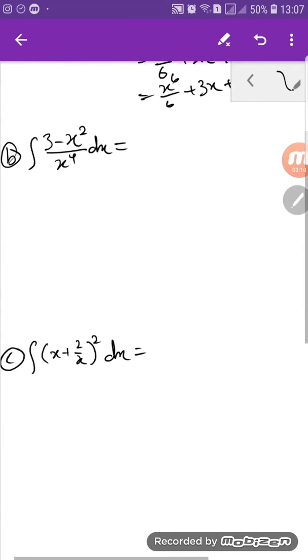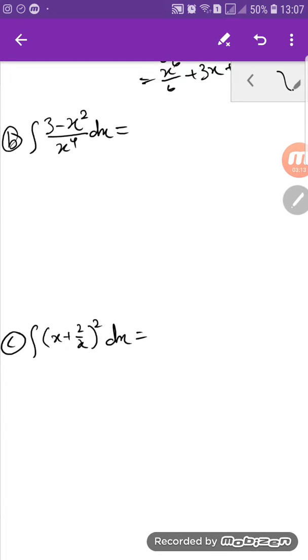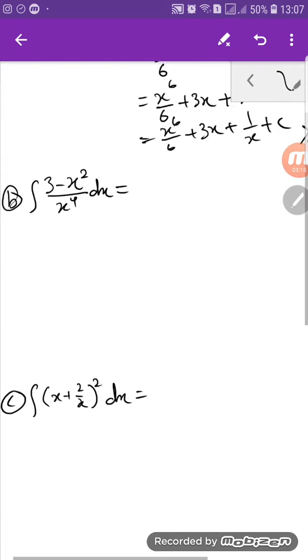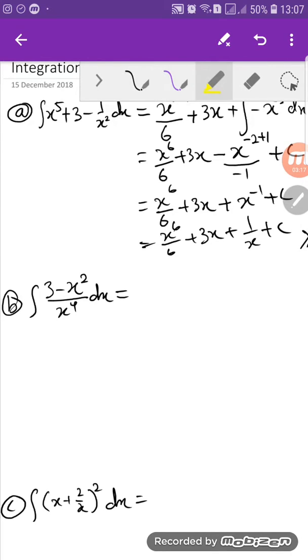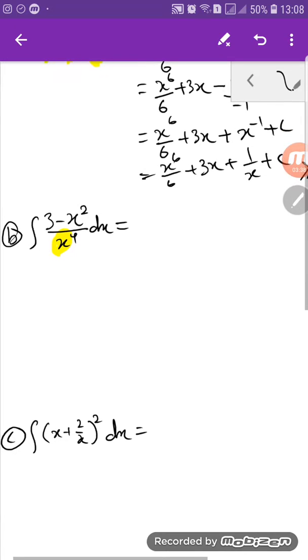Let's move on to example B. So what do we have here? Okay, as opposed to the first example, here we have 3 separate terms, separated by a plus and a minus. But for this one, we don't have that, because we have the same denominator for 3 and x squared. So what we can do is force them to be separate. Luckily for this one, we can easily separate the denominator.